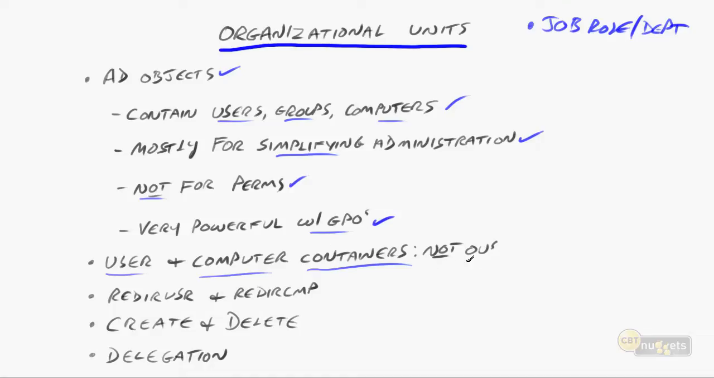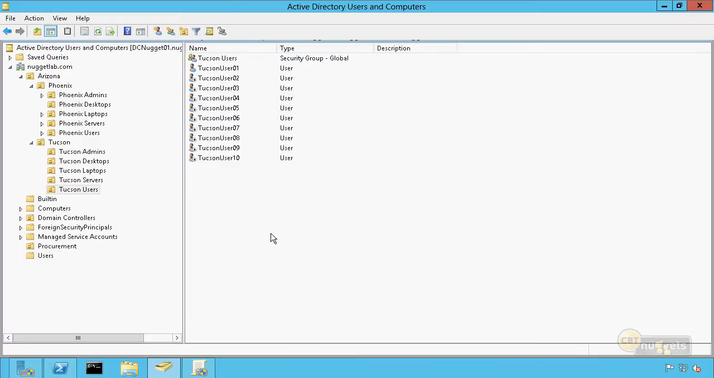They are containers, and they're not OUs. And the significance of that goes back up here to the group policy objects again. I cannot assign a group policy object to a user or computer. In fact, let's just go ahead and take a look here as we go back over here.